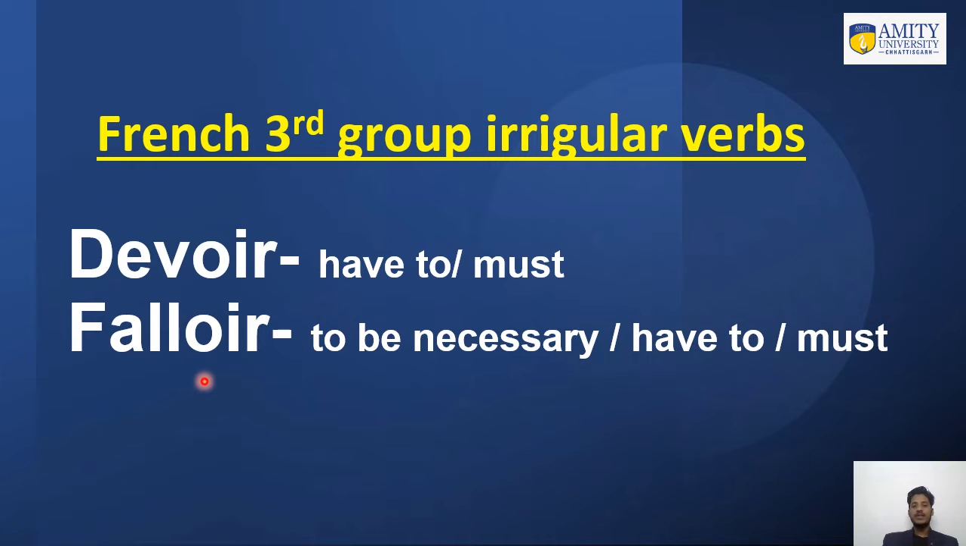In the previous class we have already discussed the second group verbs. So in French there are three groups, as I told: first group, second group, third group. Second group ends with ir, third group also ends with ir. So these two verbs are not from the second group but the third group, irregular verbs.